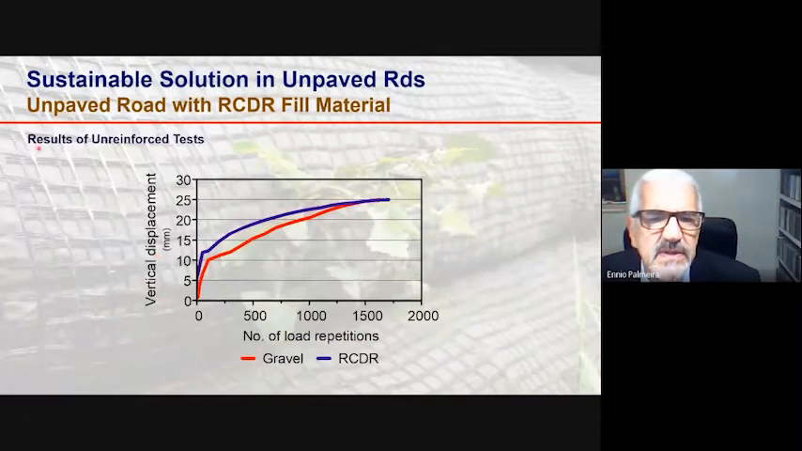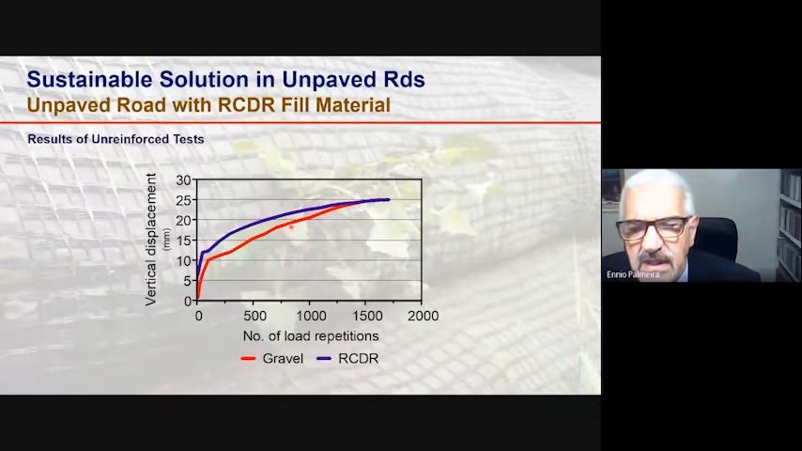So here you see some results of unreinforced tests in terms of vertical displacement of the loading plate at the surface of the road as a function of the number of load repetitions. The red curve is the result for the unpaved road constructed with the conventional gravel, and the blue curve the result for the road constructed with recycled construction demolition residue. And you see they both reach the maximum vertical displacement allowed at the surface of the road of 25 millimeters, approximately at the same number of load repetitions.